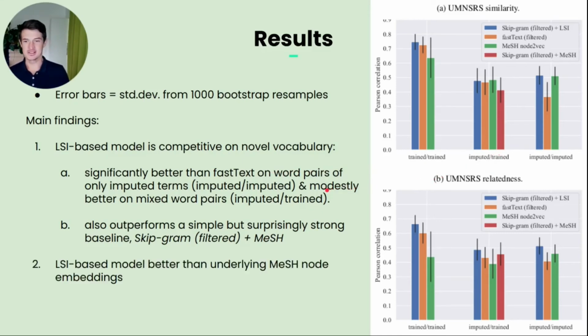An interesting additional insight was that the LSI-based model obtains better scores than the underlying mesh node embeddings shown in green across most word pair categories. This proves that the similarity information directly encoded in the domain embedding model does not limit the similarity information encoded in the resulting imputed model.